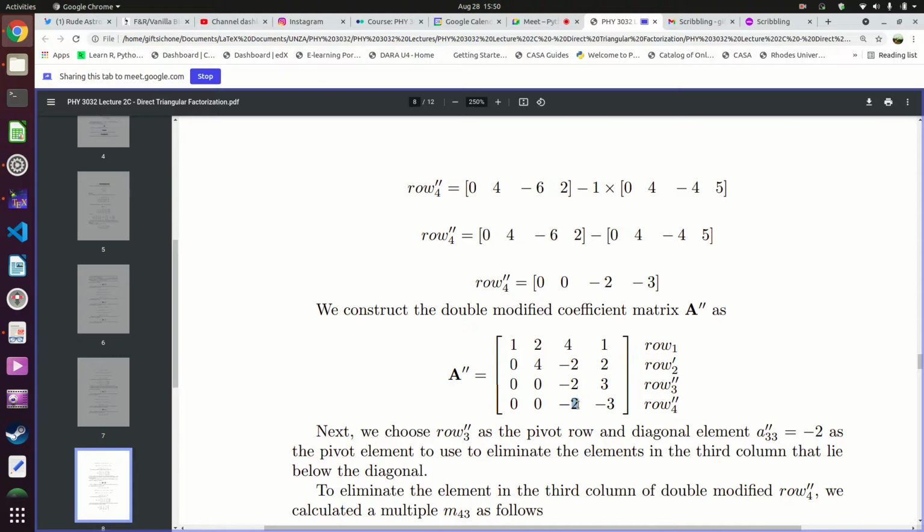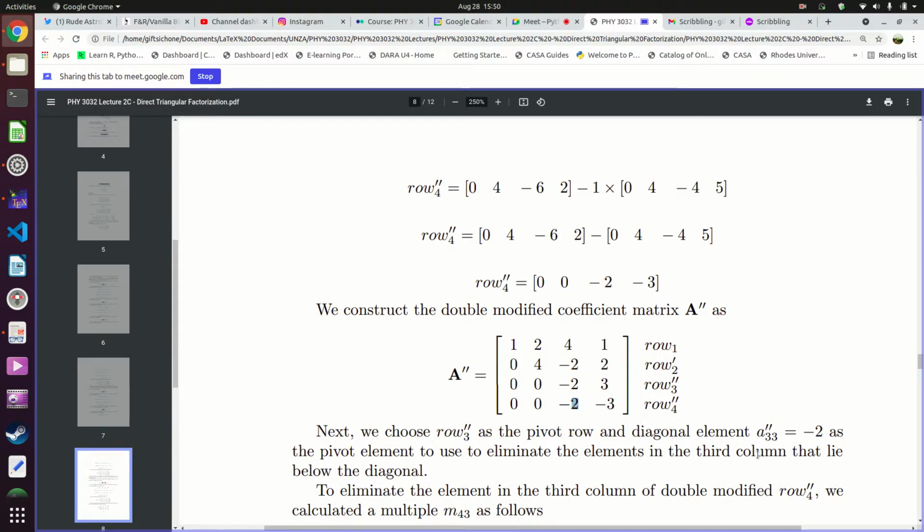Very clear. Yes. So this one here is M43, row number 4 being modified. Row number 4 here, we're eliminating row number 4 using row number 3 as the pivot. So our pivot element is -2, and the one we're going to get rid of is A double prime.